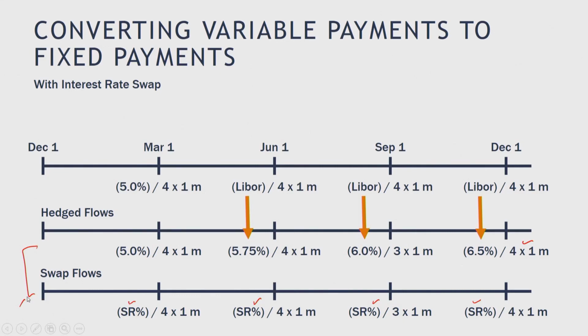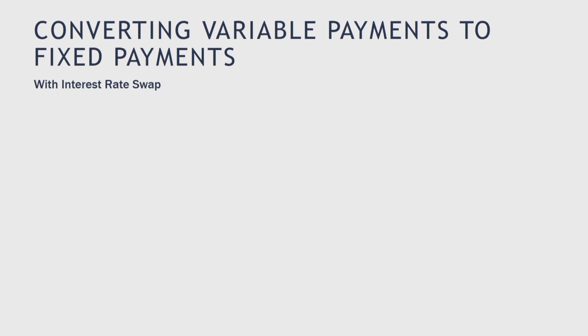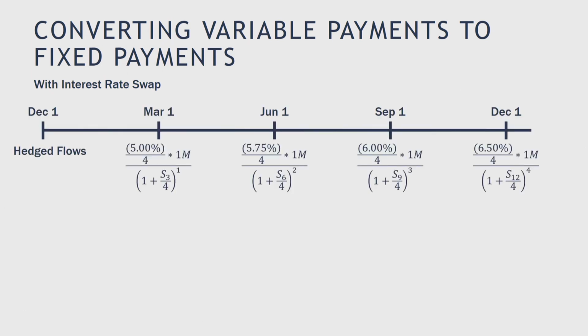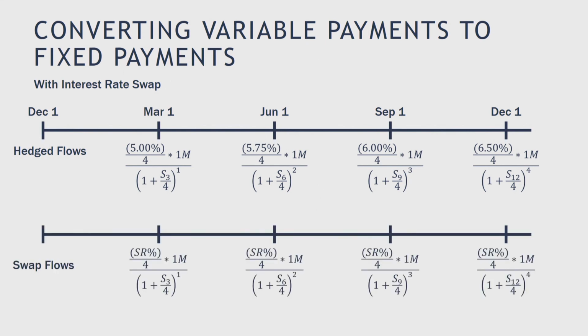So let's convert variable payments into fixed payments. And with an interest rate swap, it's going to look like this. Now, what I have is a series of hedged flows. The hedged flows are the rates that I locked in: the 5.75%, the 6%, and the 6.5% lock-in. Now, if I want to have an interest rate swap, the swap is going to look like this.